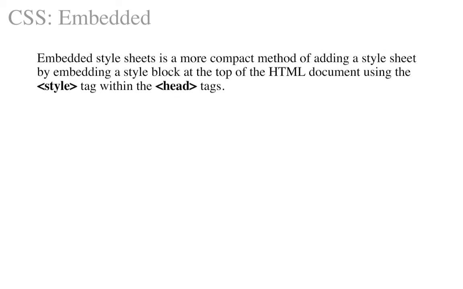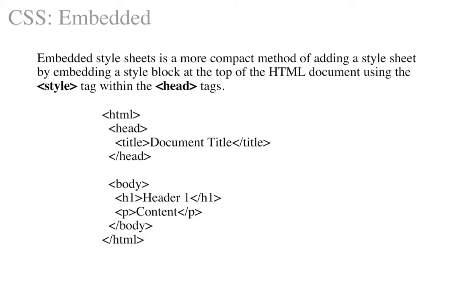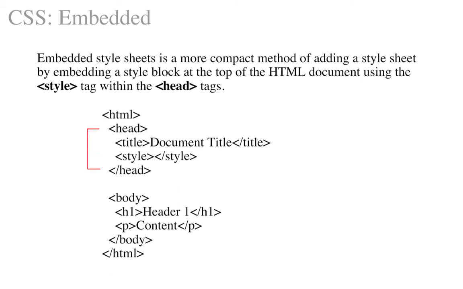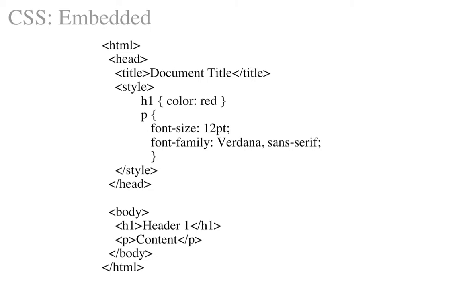Embedded style sheet is a more compact method of adding a style sheet by embedding a style block at the top of the HTML document using the style tag within the header area. Here's an example of embedded style sheets. You have your opening HTML tag, followed by the opening head tag, and you would include other tags that go within the head area, such as the title tag.